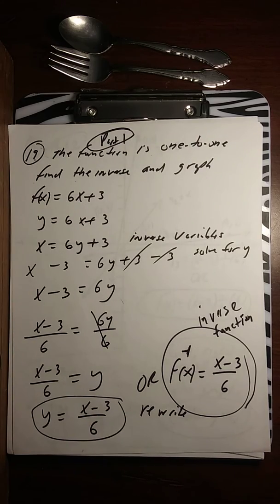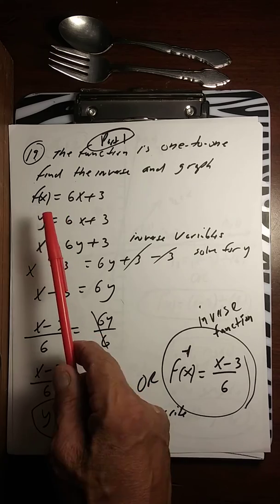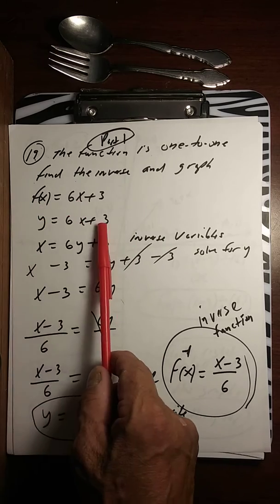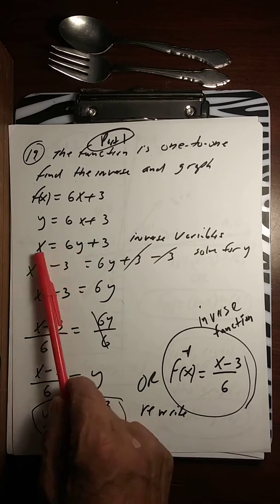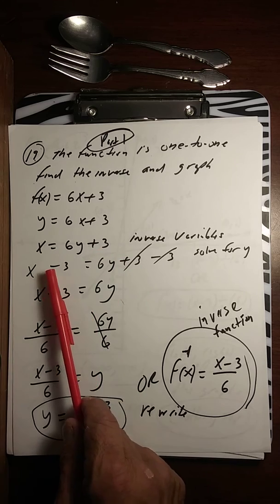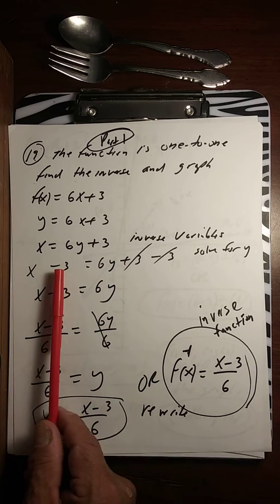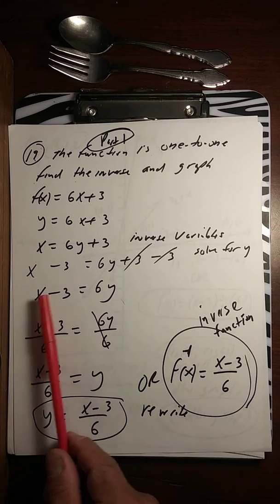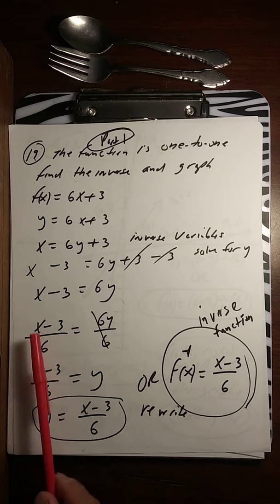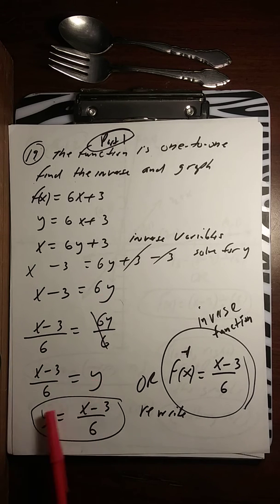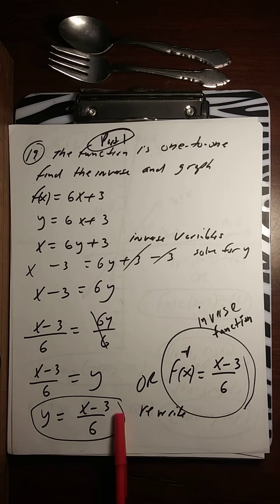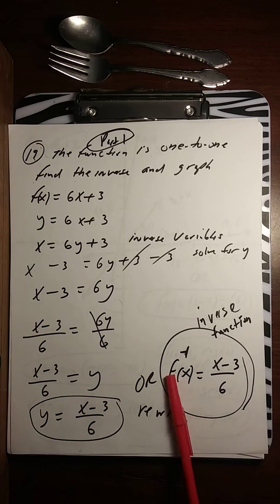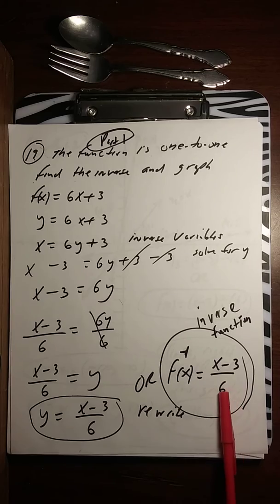The function is 1 to 1, that means it has an inverse. So to find the inverse, you go y equals this. Switch the letters, x and y are switched. Now solve for y. So you can go minus 3, minus 3, x minus 3 equals 6y, divided by 6, divided by 6, so x minus 3 over 6 equals y. So this is the inverse, f inverse of x is x minus 3 over 6.